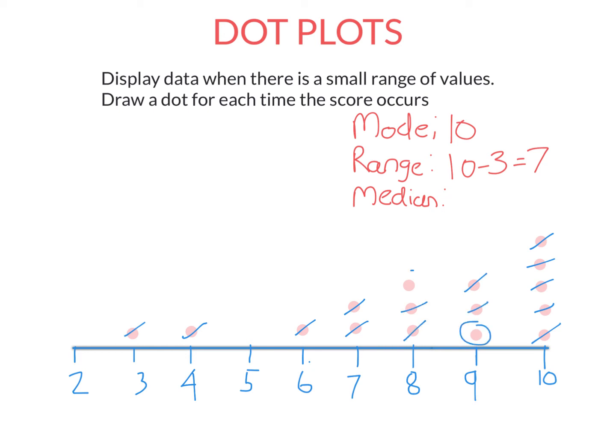And here you see there are 2 middle scores. So we have 7 scores below these 2 circled scores and 7 scores above those 2 circled scores. So the 2 middle scores are 8 and 9. So to find the median when you have 2 middle scores, you add them up and divide by 2. The median here would be 8.5.